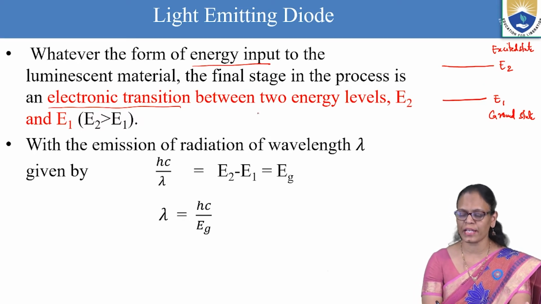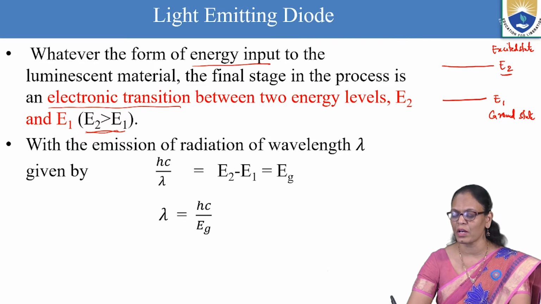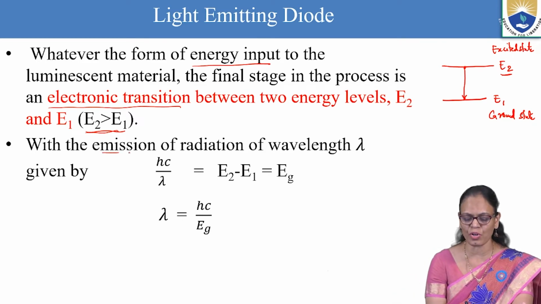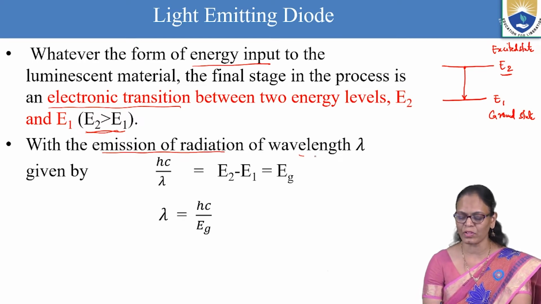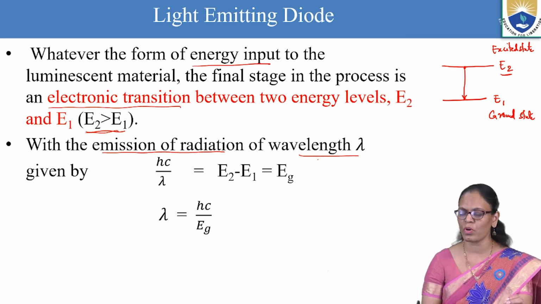Now, what we are seeing here is whenever there is a transition between two energy levels, E2 and E1, and as told, E2 is more than E1. The energy of this level is higher than that of E1. Whenever there is a transition from E2 to E1, that is from higher energy level to lower energy level, then energy is being emitted. This emission of radiation or energy, we can calculate its wavelength using our basic formula which was given by Planck. What was Planck's formula? E is equal to h nu.